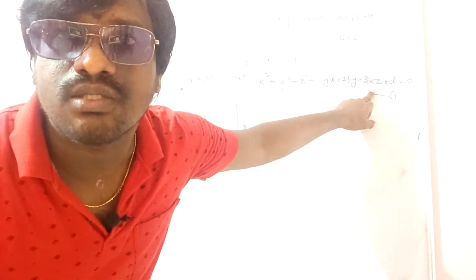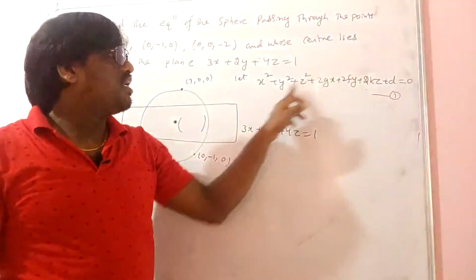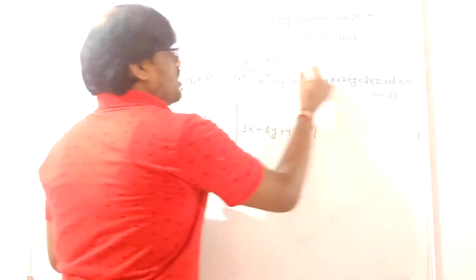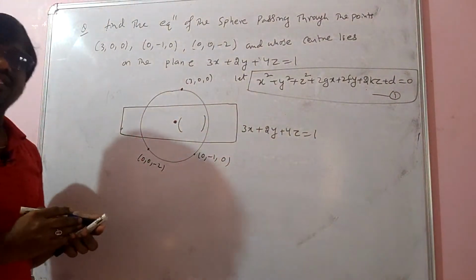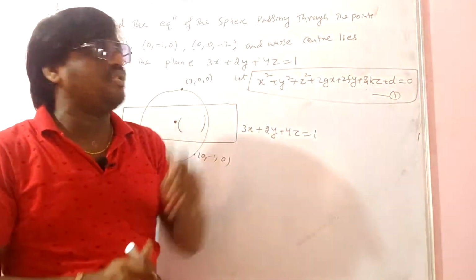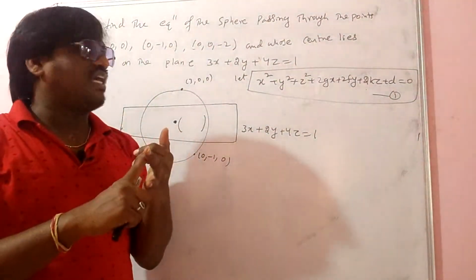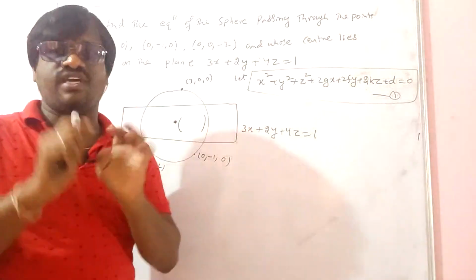Yes, understood, that's good. So 2kz plus d is equal to 0. This is the sphere. You need to find this, which means you have to find the g value, f value, k value, and d value. These are the 4 things you have to find.